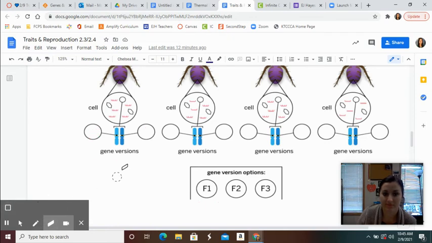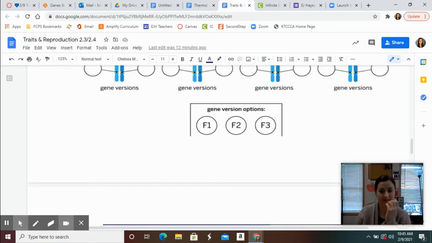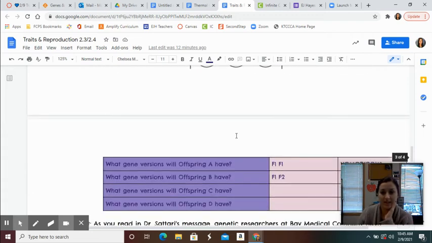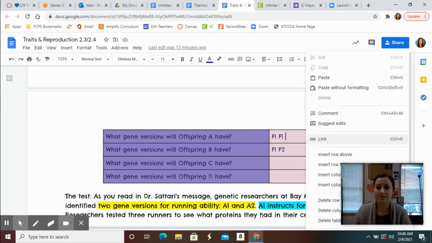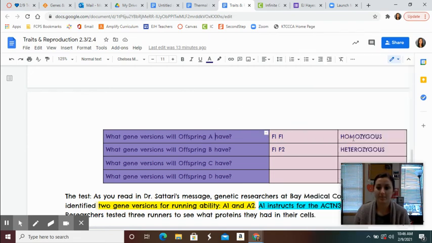So going down here, you're going to see there is a box that you're going to fill out, and I started filling it out for you. You're going to tell me what gene versions they're going to have and whether it's homozygous or heterozygous. Your chart might not have this second column here. You can quickly add that by just right-clicking, and then it will pop up, and you can say insert column right. And so you can tell me heterozygous and homozygous. Remember, homozygous is when they are the same. So I had two F1s, and then heterozygous is two different, which is why I had an F1 and an F2.